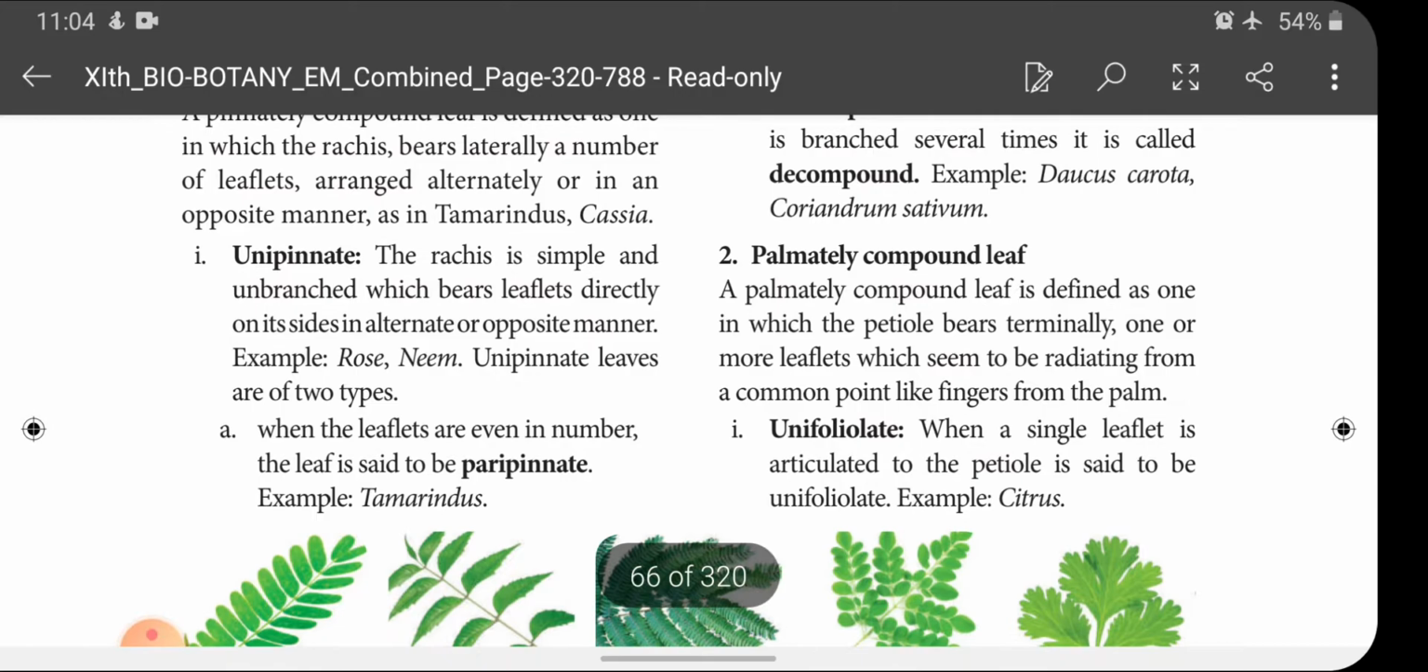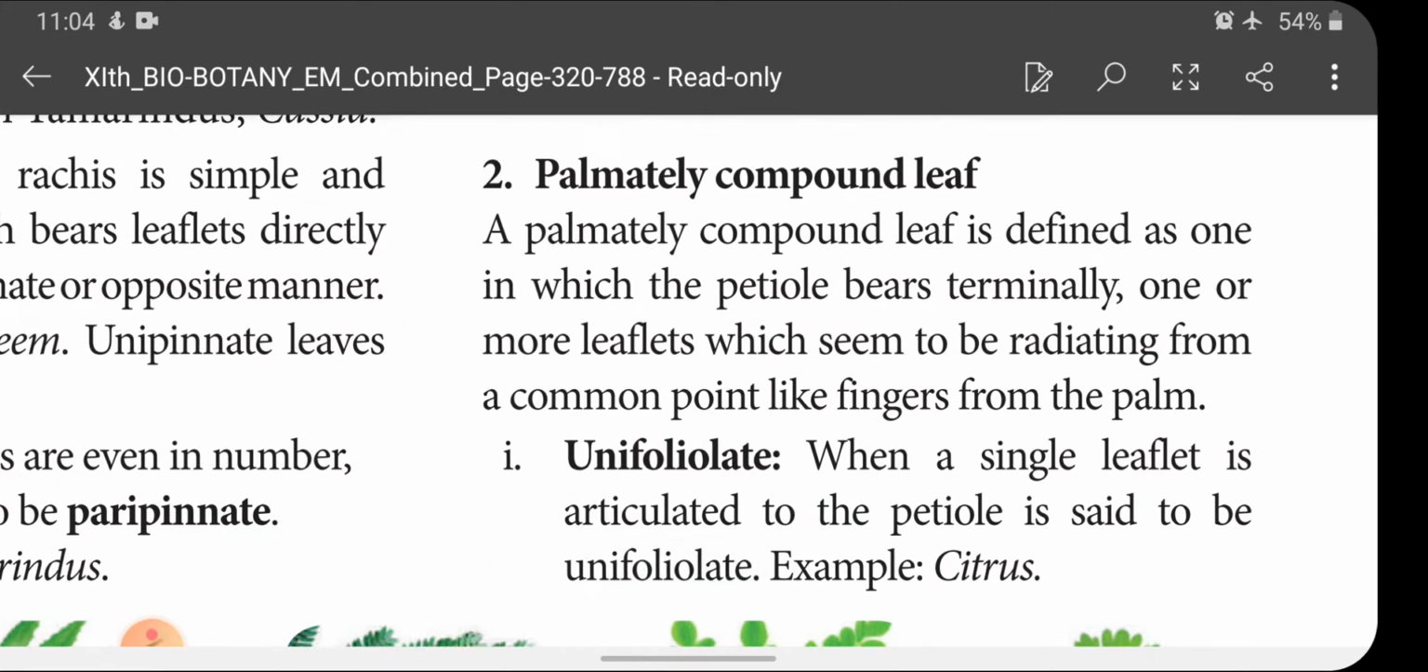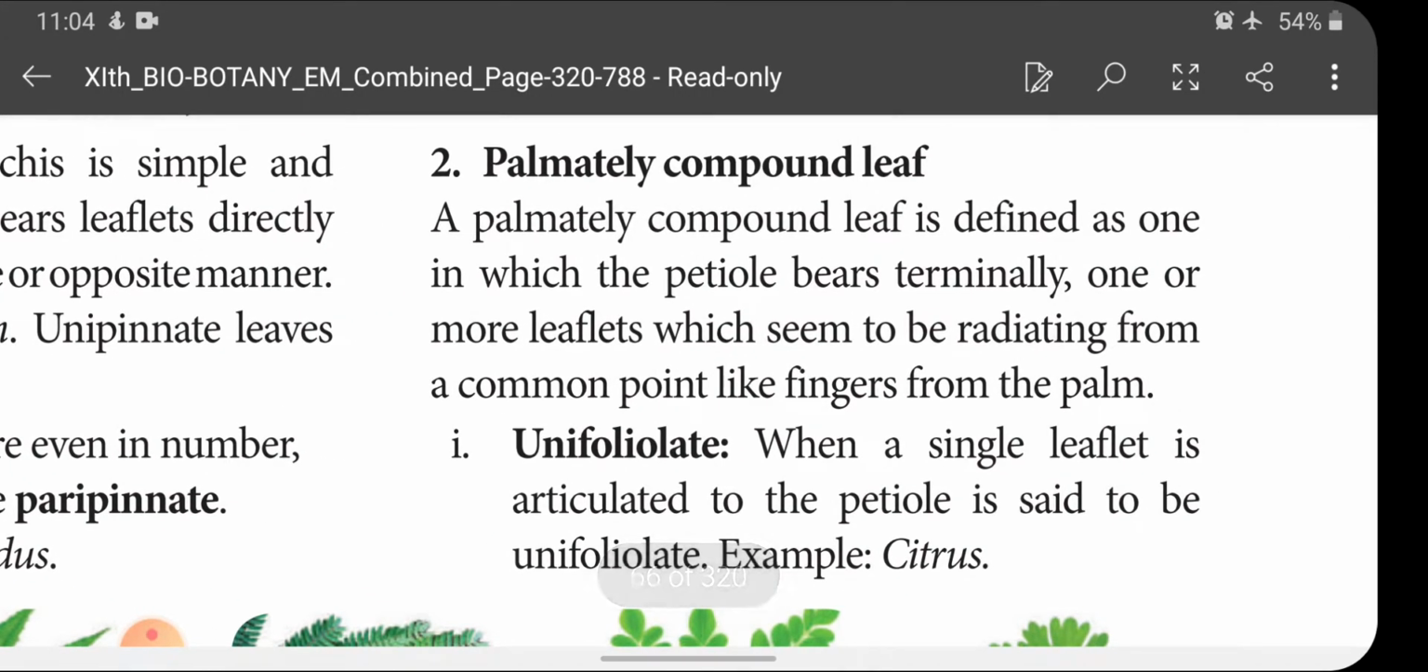Now we are going to see palmately compound leaves. The palmately compound leaf is defined as one in which the petiole bears terminally one or more leaflets which seem to be radiating from a common point, like fingers from the palm. Okay, that you could understand, I think so.